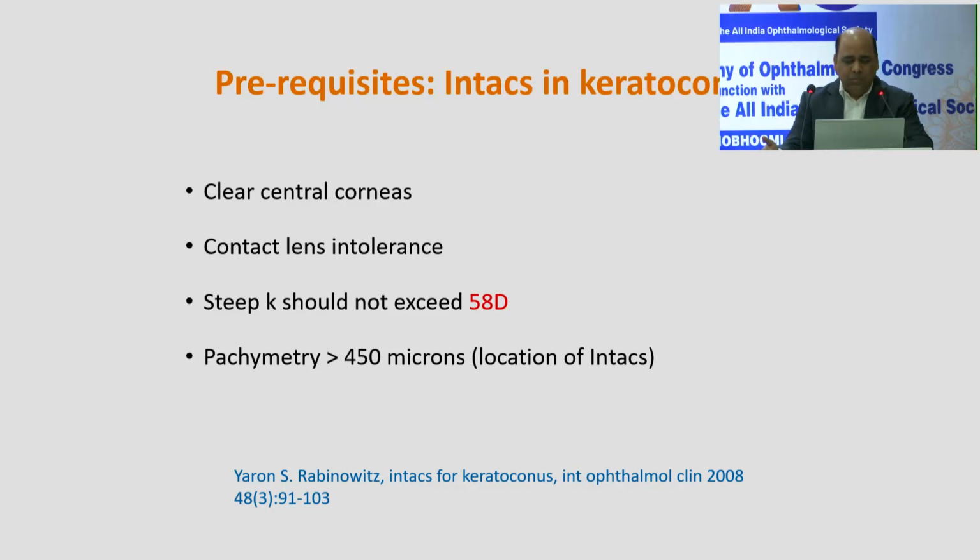Results in very steep corneas, more than 60 diopter, are not very predictable. So the best patients are in the 52 to 58 diopter range. And the last is pachymetry, which should be more than 450 micron at the location of the intacts. The location is usually 6 to 7 millimeter in the cornea. So in that area, at least you should get 450 micron thickness.